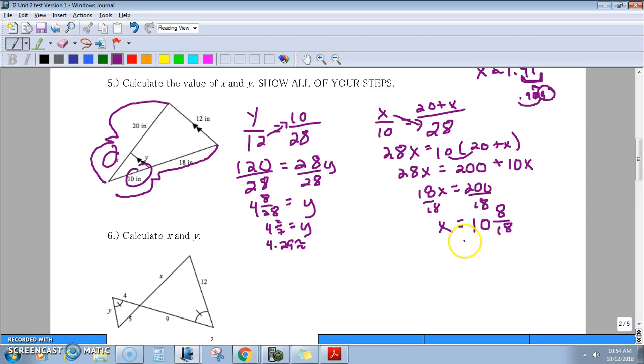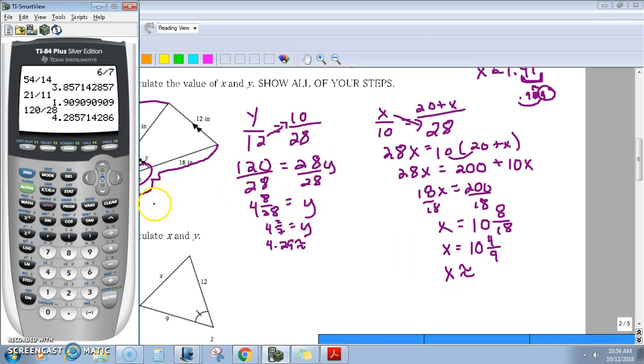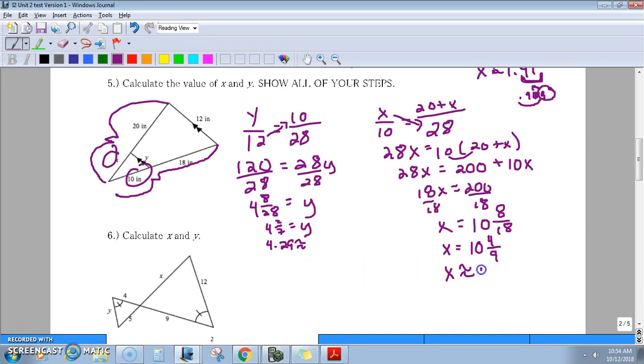8 over 18, which reduces down to 10 and 4/9. And if you put it into the calculator, that would be approximately equal to 200 divided by 18, 11.11. So we can just say that would round to 11.11.